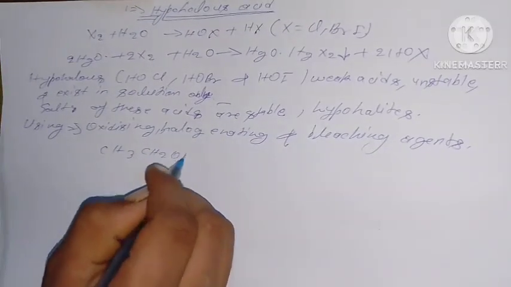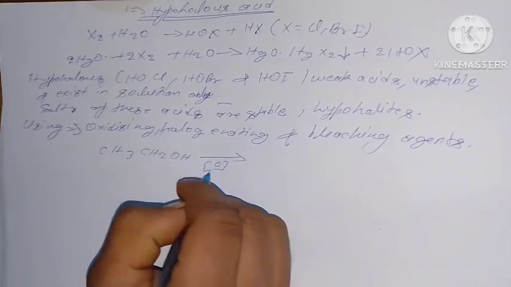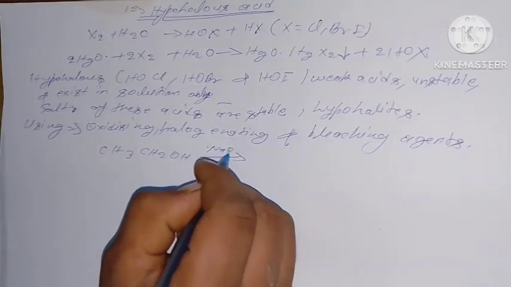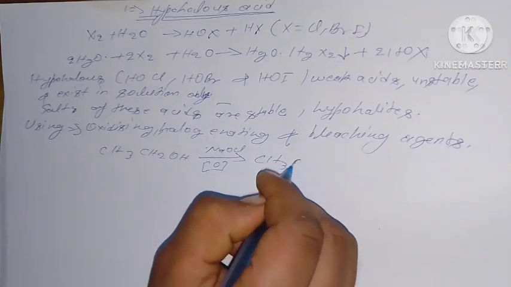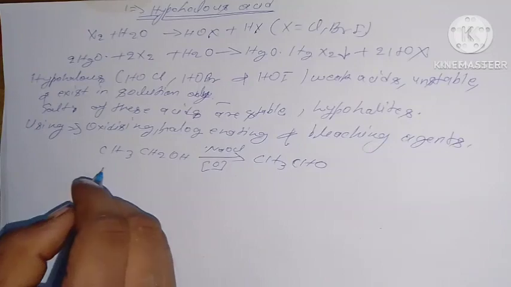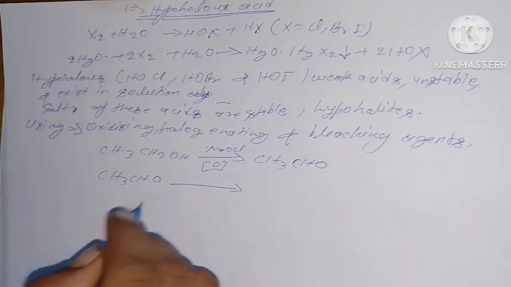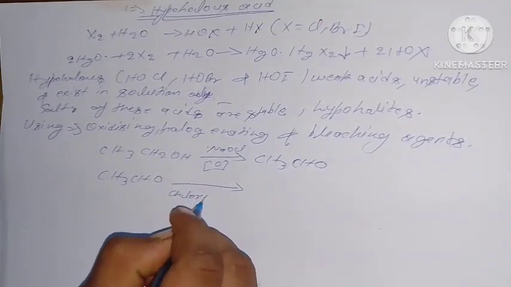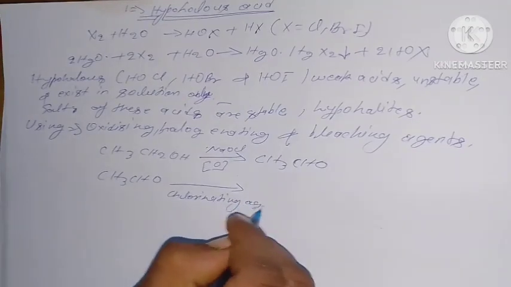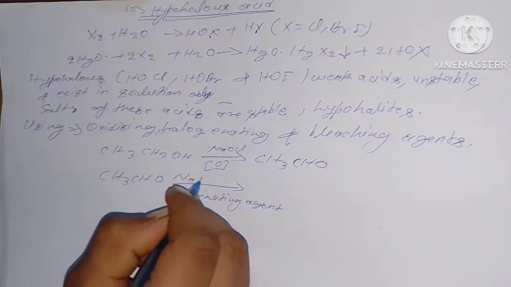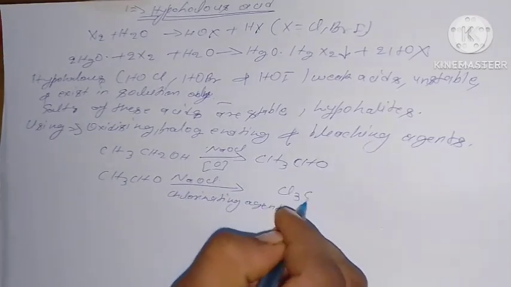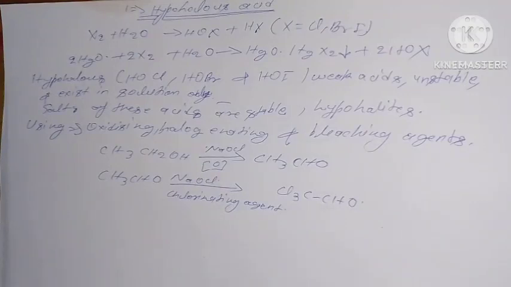As an example, CH3CH2OH with NaOCl gives CH3CHO, and CH3CHO with the chlorinating agent NaOCl gives Cl3CCHO. Among hypochlorites, sodium hypochlorite and bleaching powder, CaOCl2, have much more commercial importance.